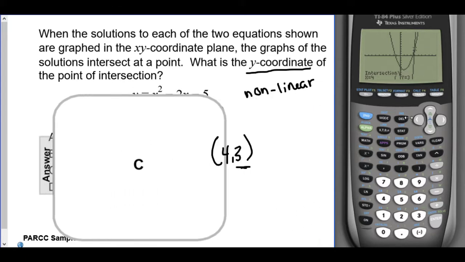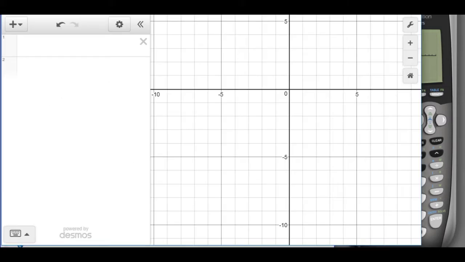Now, what if you don't have a graphing calculator? What if you only have the internet as a resource? That's where Desmos.com comes in. So this is what Desmos.com looks like, and we're able to enter in equations and see their graph.